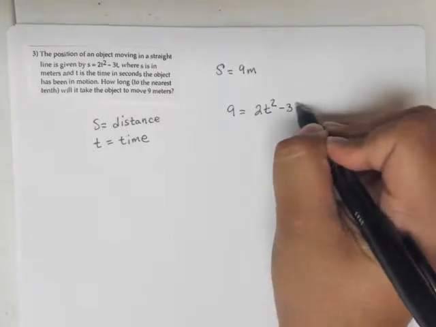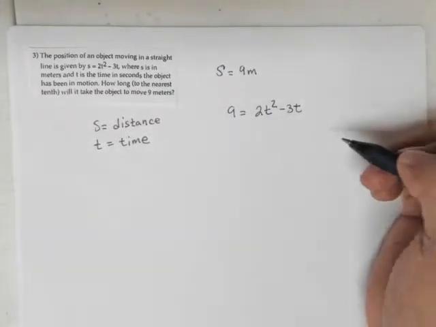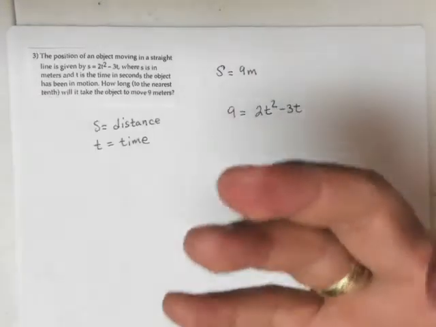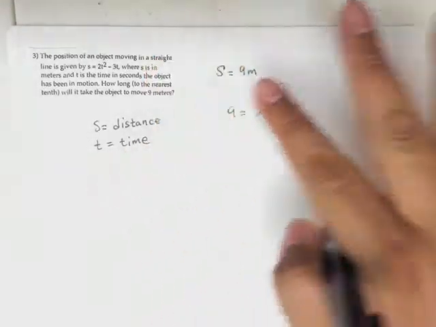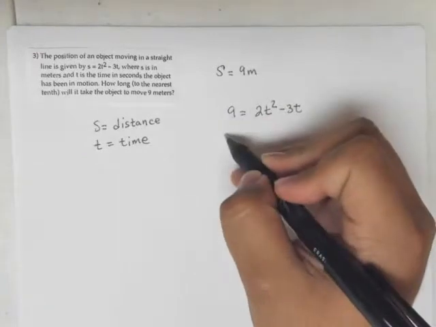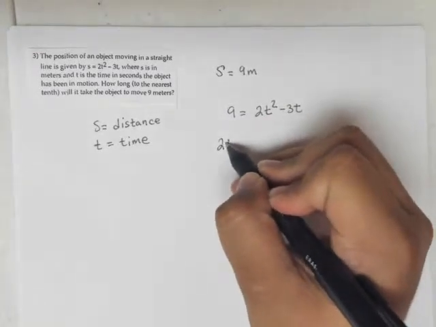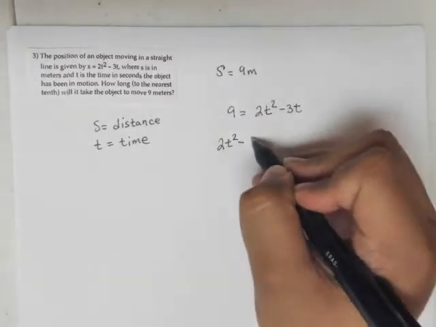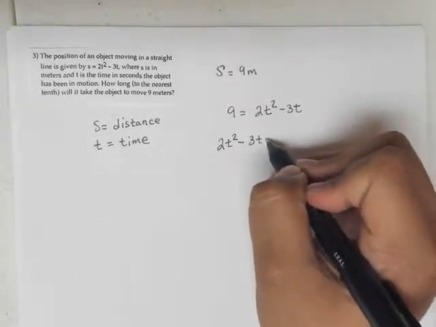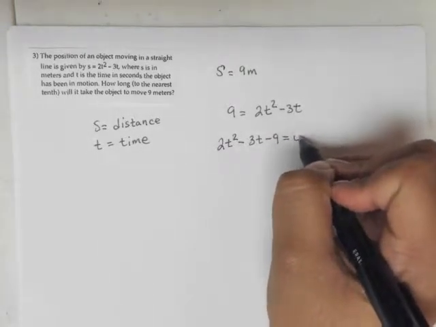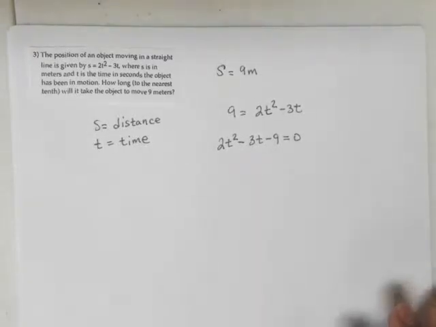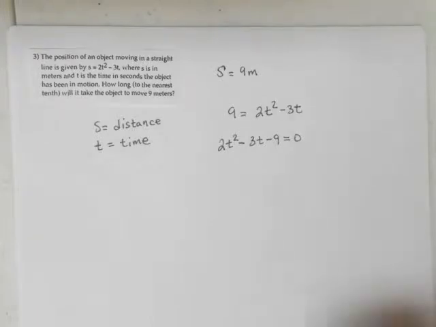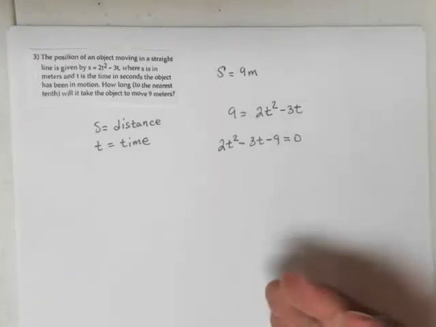squared minus 3t. Okay, yet again, another quadratic that we can probably factor. So let's get this equal to 0, and then we'll be on our way. So I'm going to make this really quick. 2t squared minus 3t minus 9 equals 0. Okay, so I'm going to tell you right off the bat, this is completely factorable, but you can go about solving this quadratic in any way that you'd like.